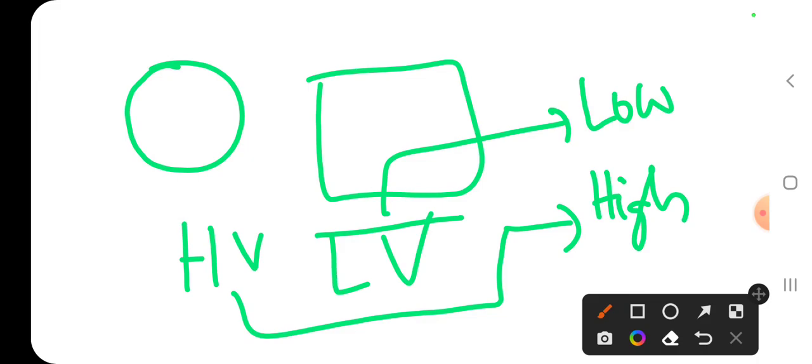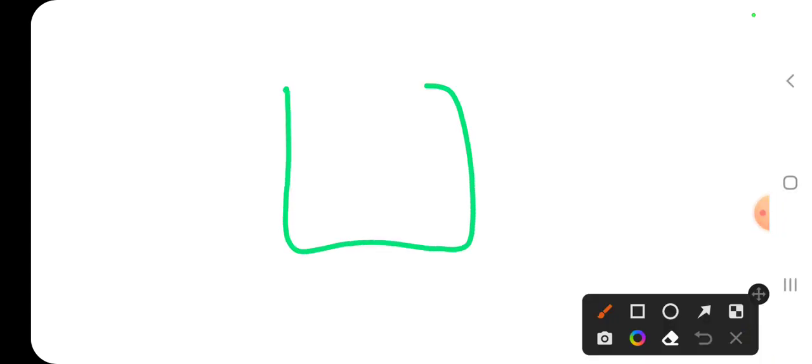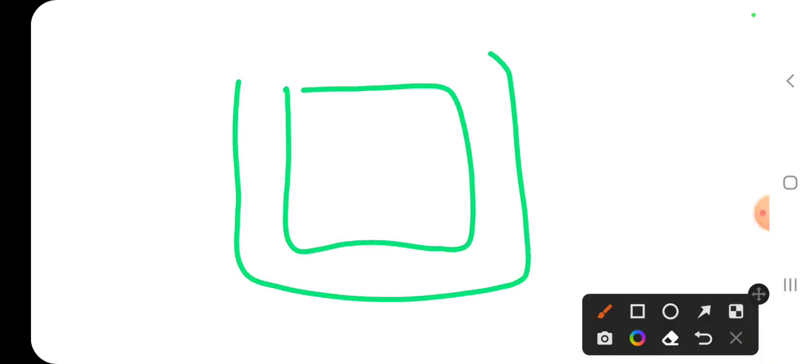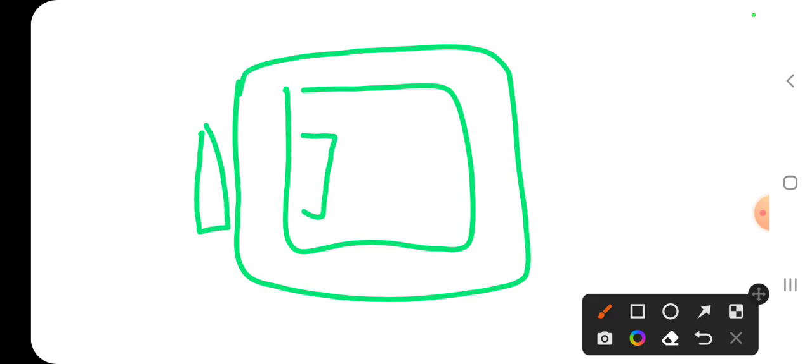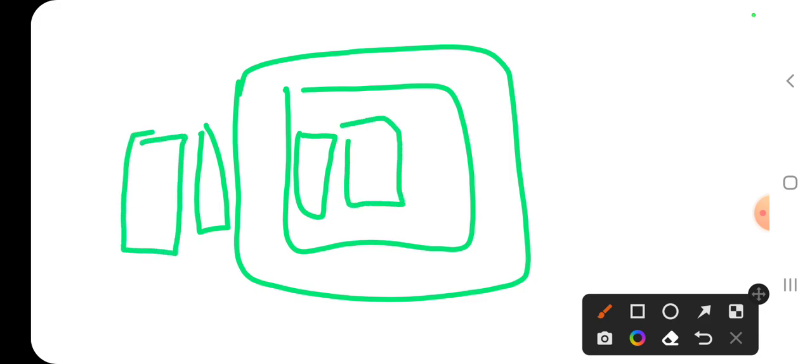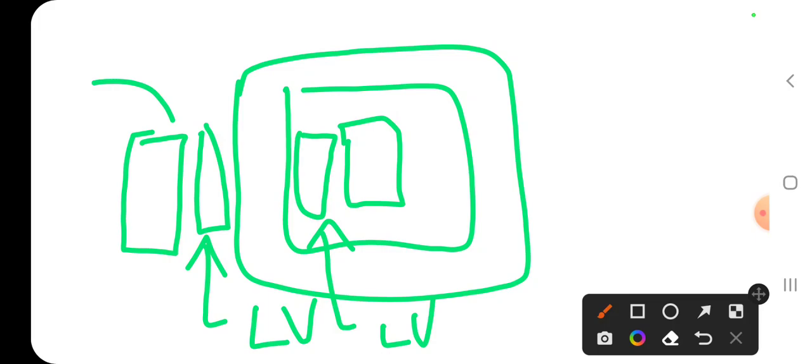Generally, LV winding is placed nearer to the core. That means if you see, this is the core of the transformer. This is the core. So here it may be, this is LV winding. This may be HV winding. This is also LV. And this will be HV winding.